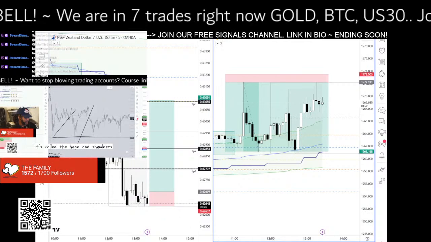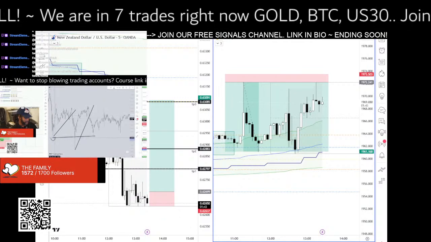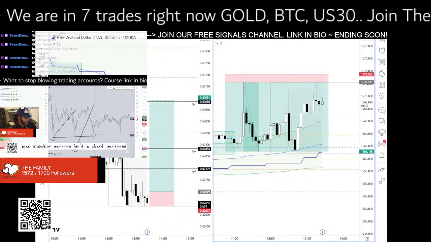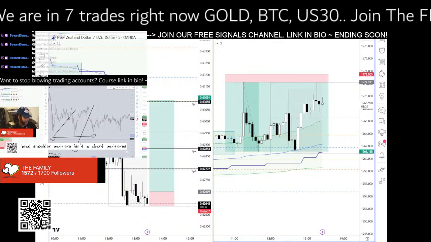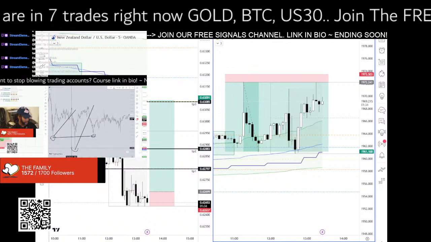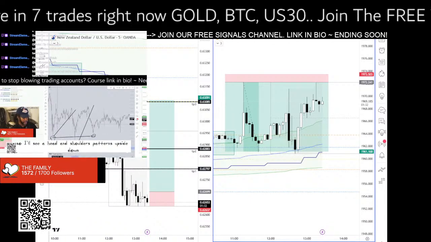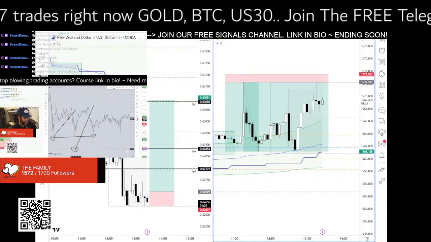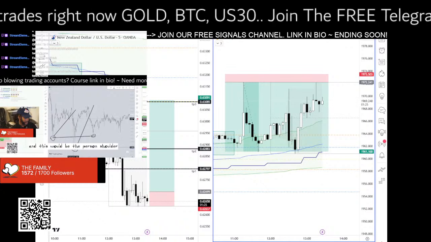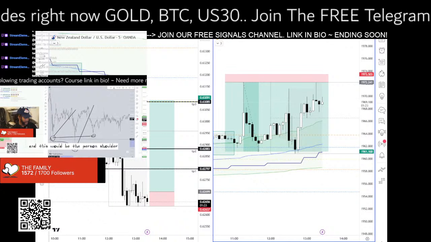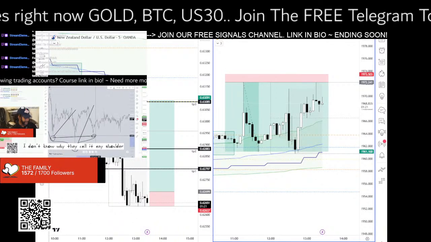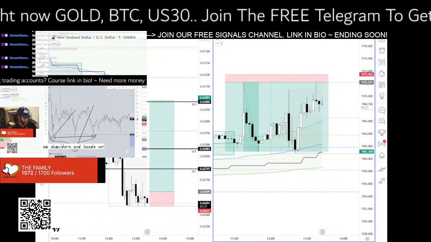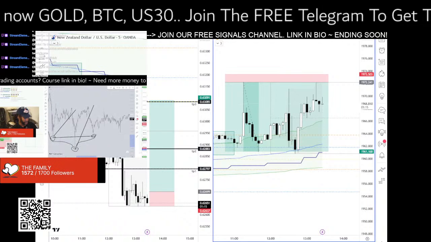It's called the head and shoulders. See a shoulder, head, shoulder pattern. It's in the chart patterns. So I'll see a head and shoulders pattern. It's upside down. I guess this would be the head, and this would be the person's shoulder. I don't know why they call it head and shoulder, but that'd be the person's shoulder, whatever. So shoulders and heads.